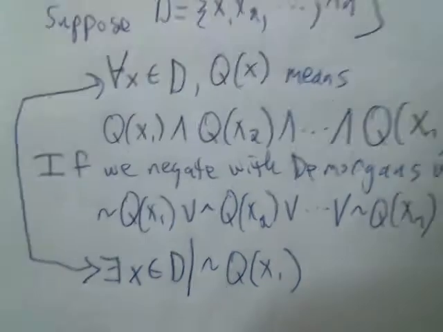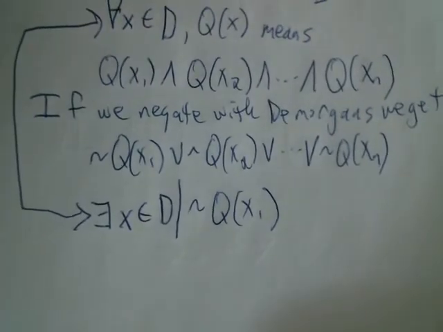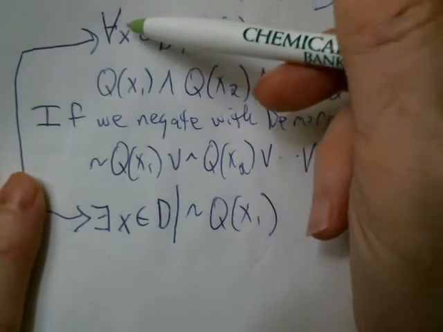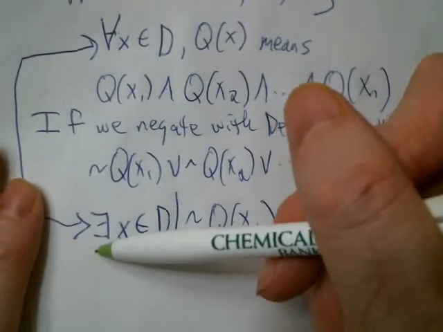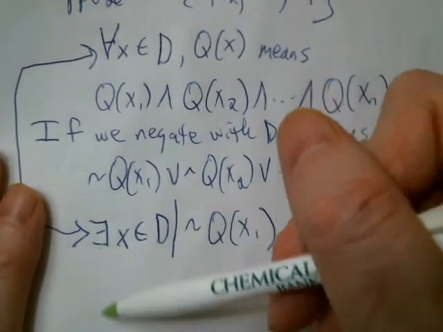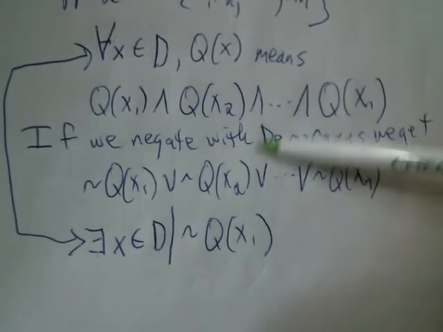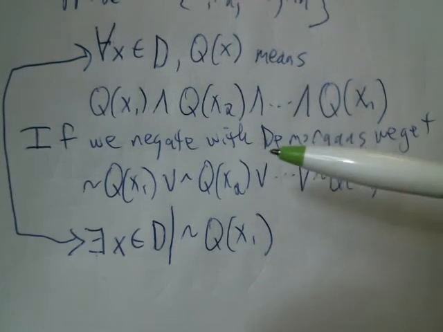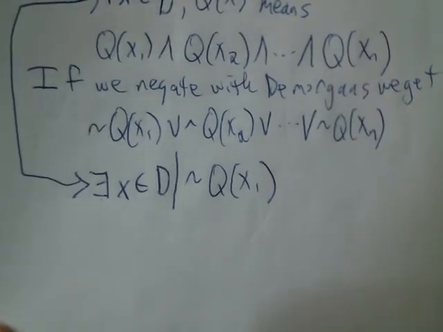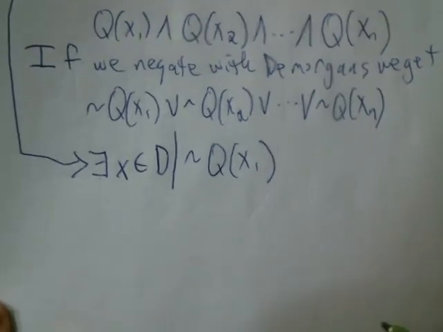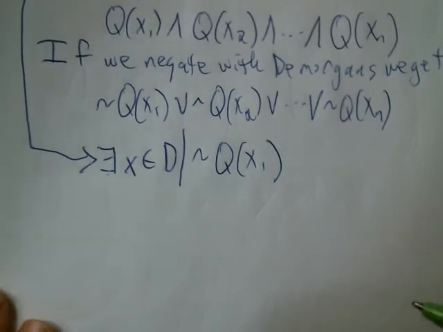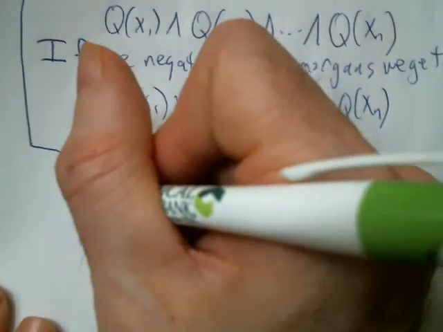And so when you do this process, wherever you see a universal, you're going to change it to an existential, and vice versa as well. And I believe it's because of this relationship between the ands and the ors and De Morgan's law. So hopefully that gives you some intuition on why. Let's look at the actual negations now.